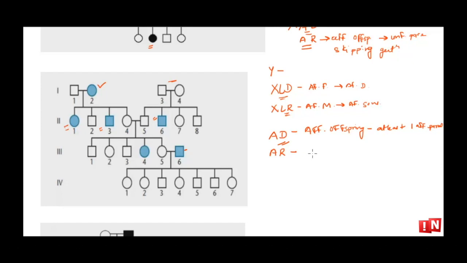It is autosomal recessive, but again let's look at the point and just confirm. Can you see skipping of generation over here? Can we see skipping of generation over here? Even though you have an affected parent, all the offspring are unaffected. Or the other way around, we have an affected offspring, but the parents are unaffected. So it is definitely autosomal recessive, right?